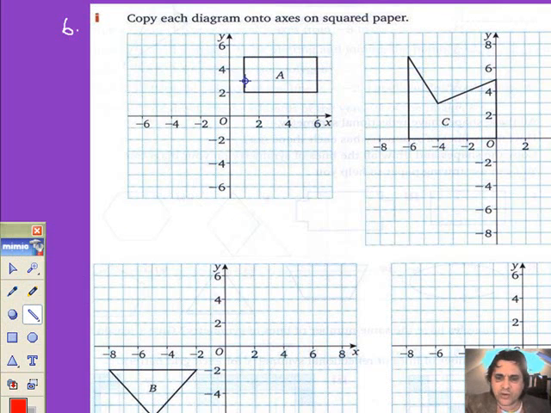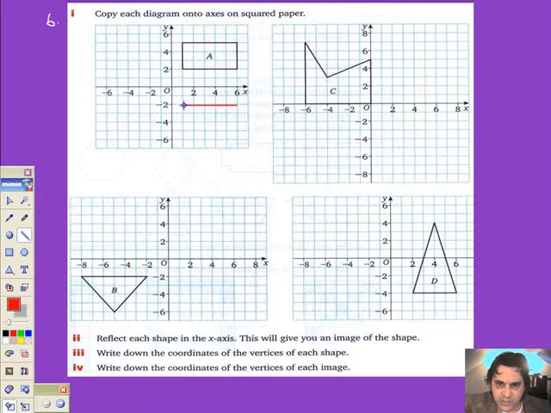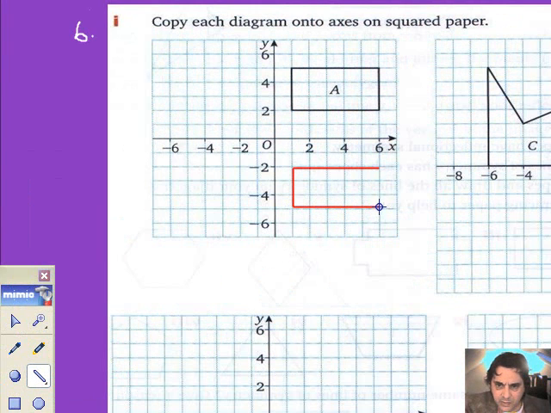So, reflection of rectangle A in the x-axis. So we're 2 squares away from the mirror. So that's going to be 2 squares away, that's okay. Then start to draw the rest of the shape. Like so. And there it is. Okay, that is the image of the original object, A.